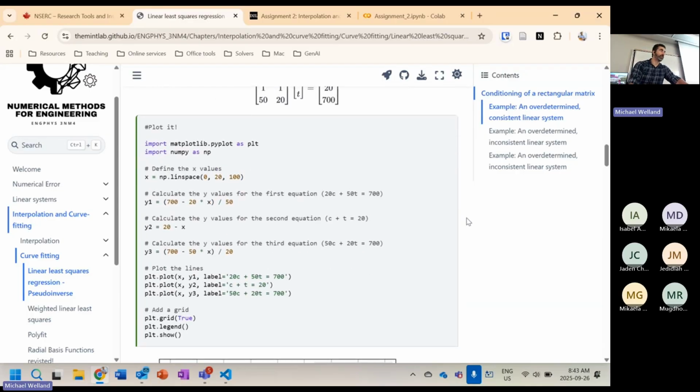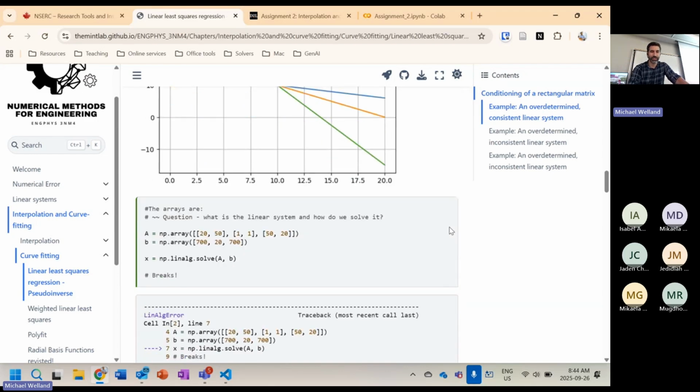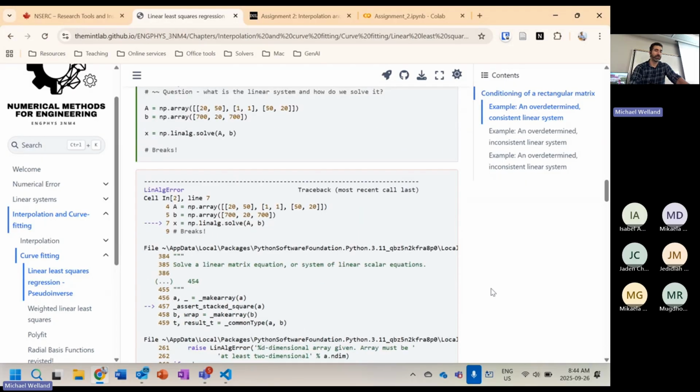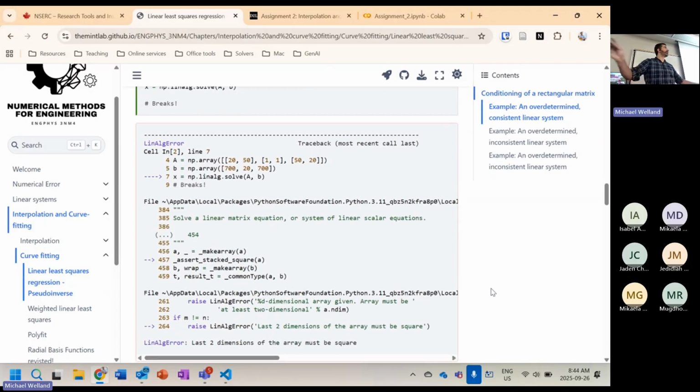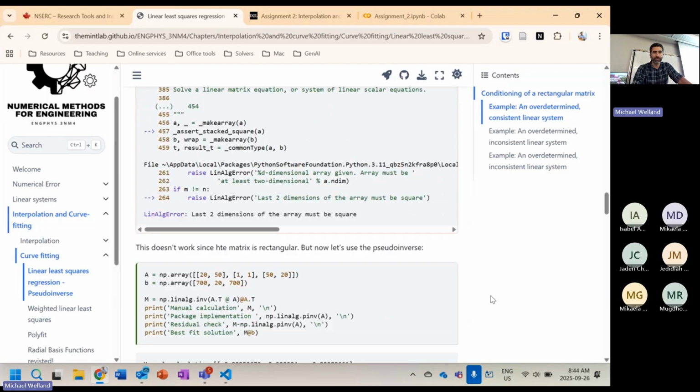Let's plot it first of all, and I already showed you guys these plots. Where's the solution? Obviously. Okay? Hasn't changed. Plug in your arrays. And if you try and throw a regular linear solver at it, of course, it will die, because you're trying to do a square matrix solver on a non-square matrix. That's what this is saying, but it doesn't tell you that. It says, well, okay, it does actually: the last two dimensions of the array must be square. There you go. Doesn't help.